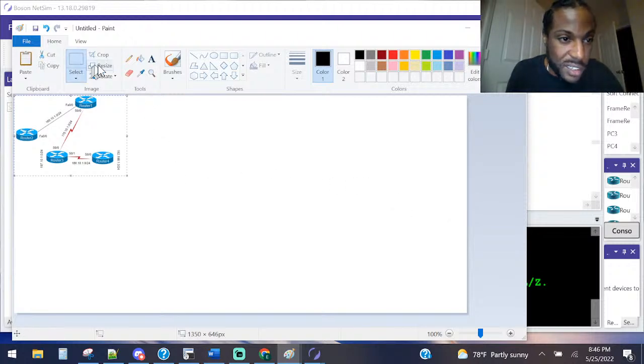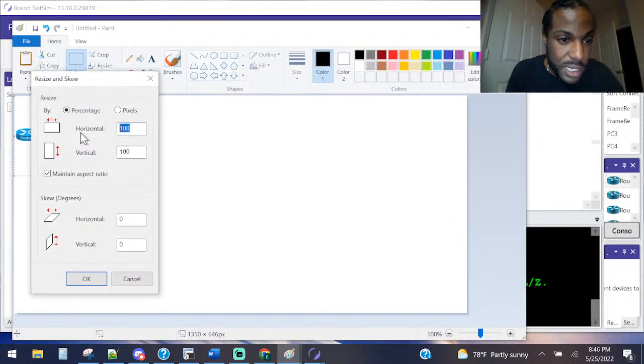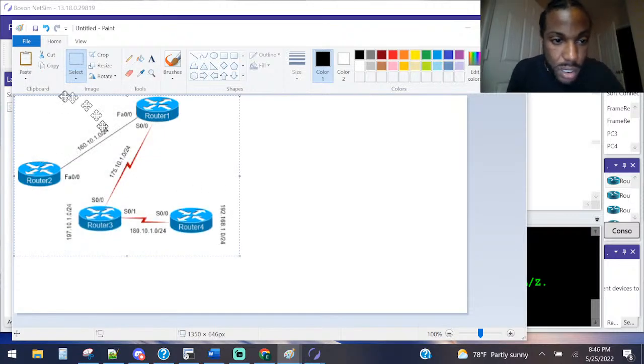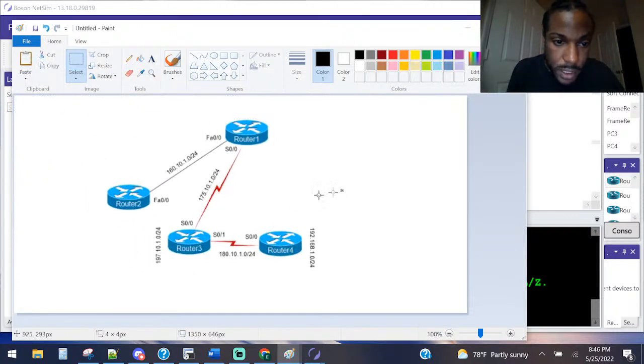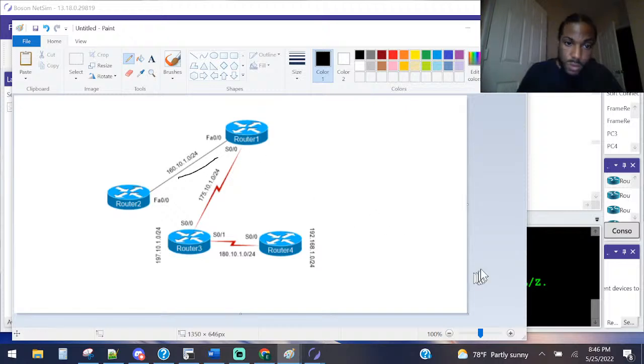Double check that. Resize. Put that at 200%. All right. So we need to set up EIGRP on router 1. Bring that up. So this interface here and that interface there. There's the network address, 160.10.1.0/24. So we need a network address for this interface and that interface. So we'll do that. 160.10.1.0.